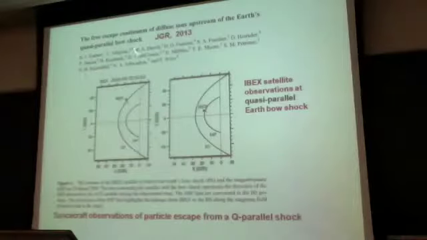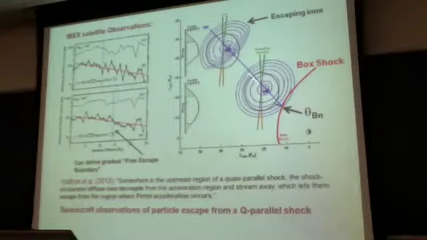And again, there's some recent data actually showing this process at interplanetary shocks, at the Earth's bow shock. I'm not going to go through this, but there's actually direct evidence showing that particles are accelerated at the shock and then they escape upstream. And again, this has been controversial over the years.